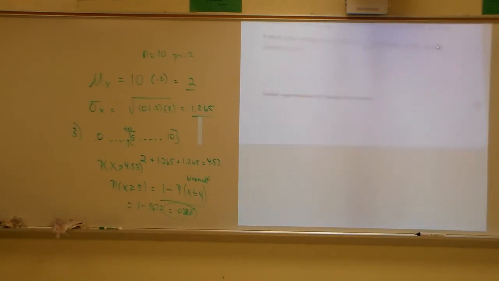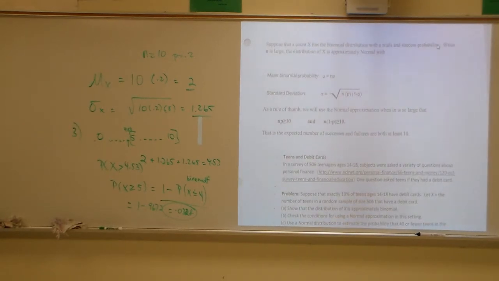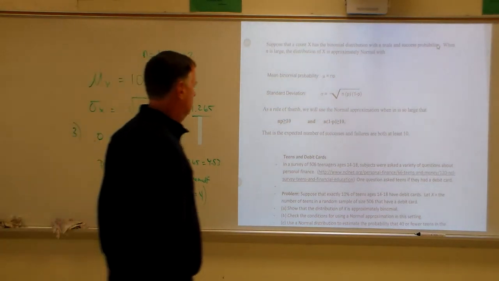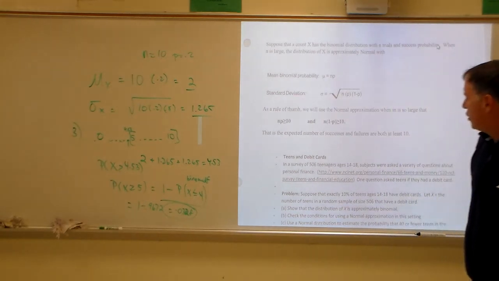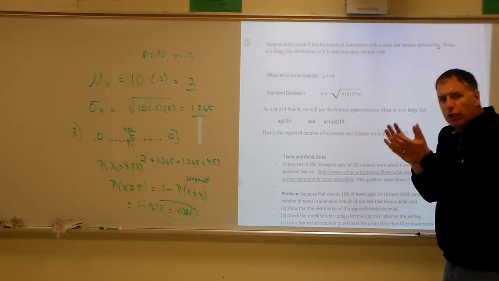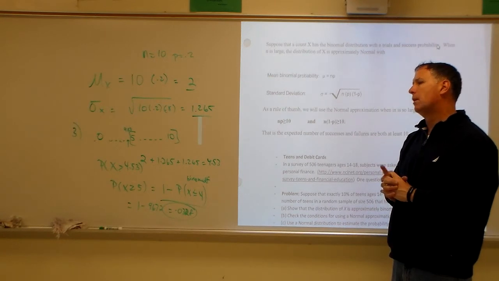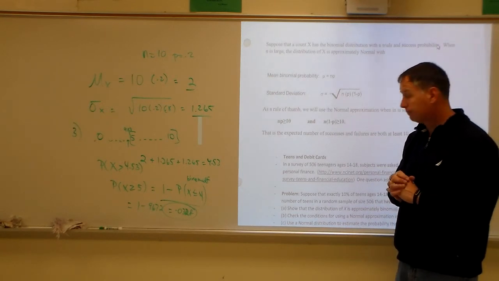All right, I'm going to stop it there because we're going to finish this. Actually, am I going to do the next part? Yeah, I'll do the next part. So it says the normal approximation for binomial distributions. Suppose that a count X has the binomial distribution with n trials and success probability p. What that means: when n is large, the distribution of X is approximately normal. So there are times when you can use the normal approximation to approximate the binomial distribution, okay?